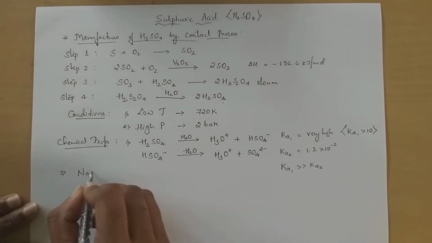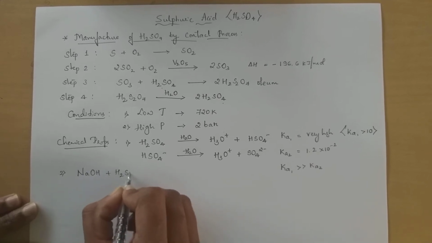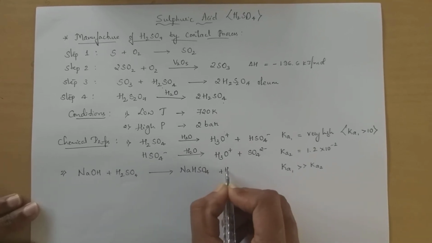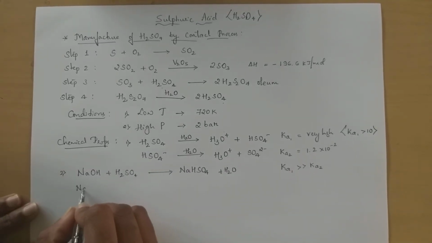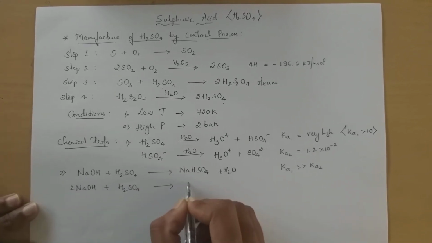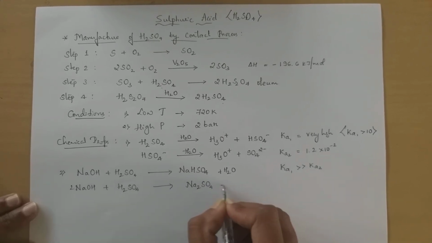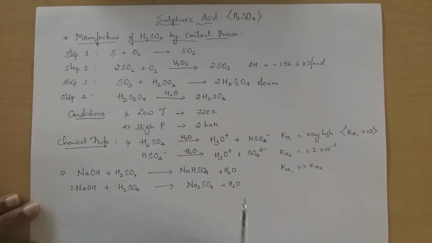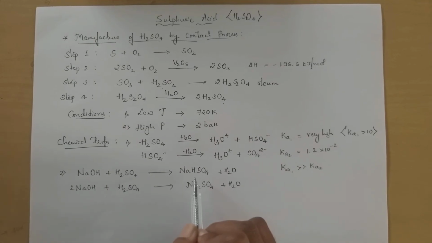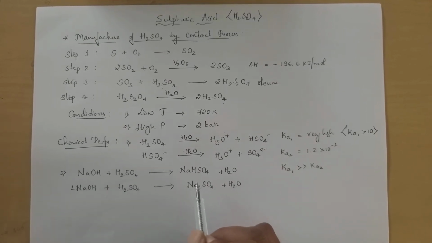The reactions are: NaOH plus H2SO4 gives NaHSO4 plus water. Then NaOH plus H2SO4 gives Na2SO4 plus H2O. So we get two types of salts, sulfates and bisulfates. Here sodium hydroxide reacts with H2SO4 to form sodium sulfate, and here it reacts with H2SO4 to form sodium bisulfate.